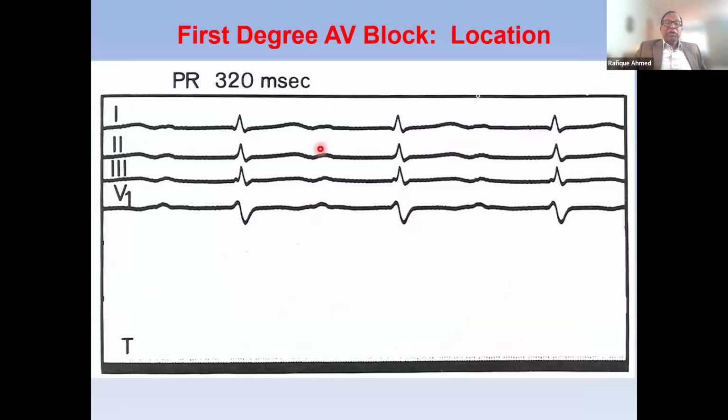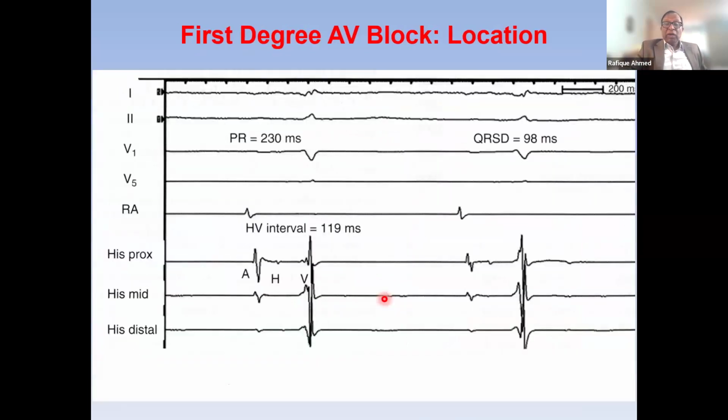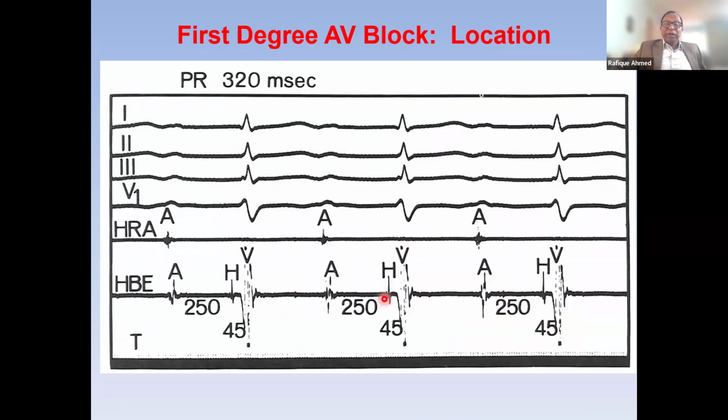So this is a patient with first-degree AV block with a PR interval of 320 milliseconds, and the patient had an intracardiac EKG done, His bundle. If you look at this, AH is markedly prolonged. HV is good. And this is a patient where if I give atropine, it may get shorter. If the patient exercises, it may get shorter because the AV node is affected by the vagal tone.